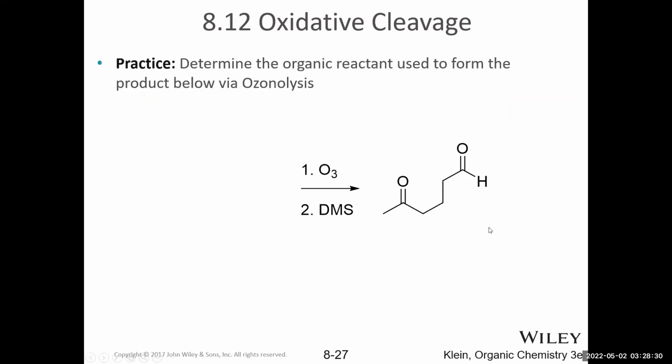And so this is really synthetically useful because there aren't too many reactions that can break a carbon-carbon double bond, but ozonolysis can do that. So let's do some practice. Let's determine the organic reactant that was used to form the product below via the ozonolysis reaction. So see if you can work out how to go back to the reactant, and then we'll talk about it.